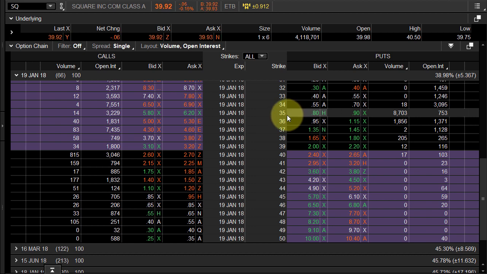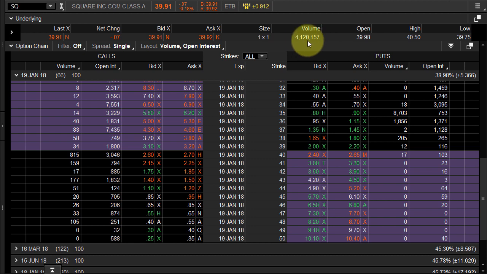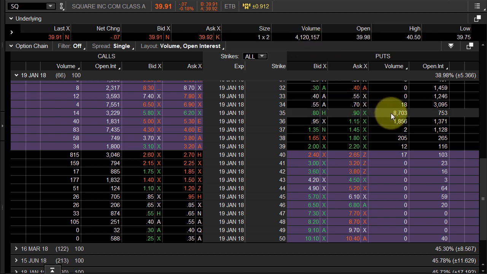8,700 puts, once this gets in the money, once the stock gets under 35, this is the equivalent to 870,000 shares that are short, a significant amount of the day's volume. But we need to dig deeper because these guys know we're looking at them, so many times they're going to mask their order. So just because they buy puts, it doesn't mean it's always bearish.